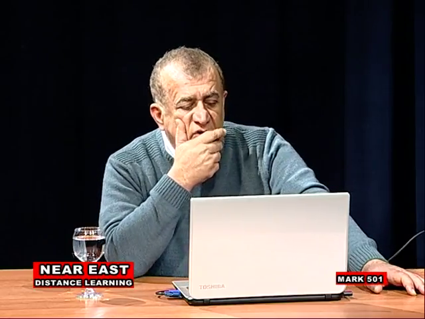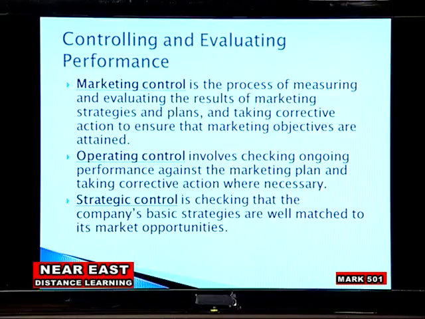Now, what is control? What is operating control? And what is strategic control? In marketing control, we measure and evaluate the results of strategies and plans, and we take corrective action to ensure that marketing objectives are attained. For example, a marketing objective: we will get 10% of the market share in targeted segment A. That's a marketing objective. We must ensure that our plans and strategies will make us go there, and control that.